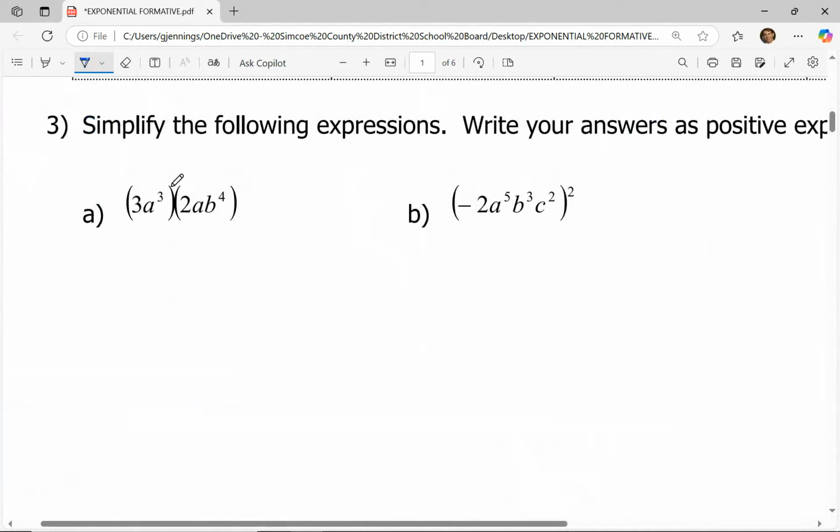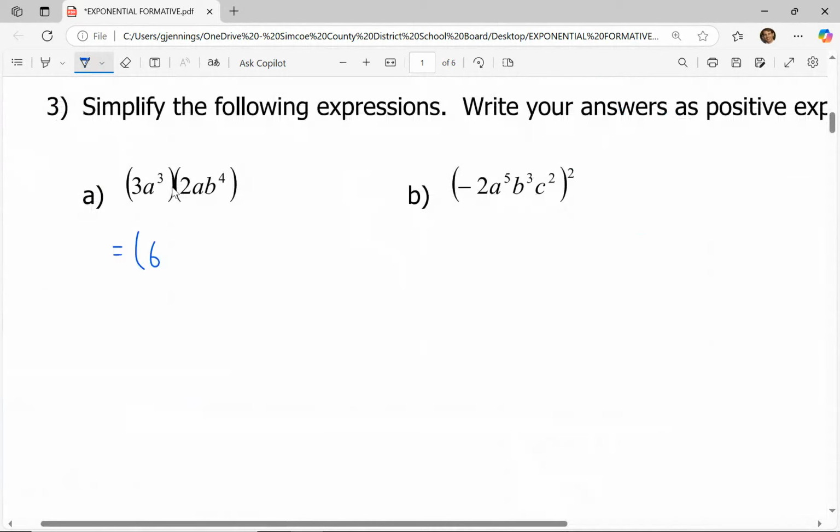So this is 2, that's 6. We just multiply these. A cubed times a to the 1 is a to the 3 plus 1. We just add the exponents. B to the 4 is b to the 4. Okay, that's that. So this is 6a to the 4, b to the 4. Done. Over here, we raise everything to that exponent.